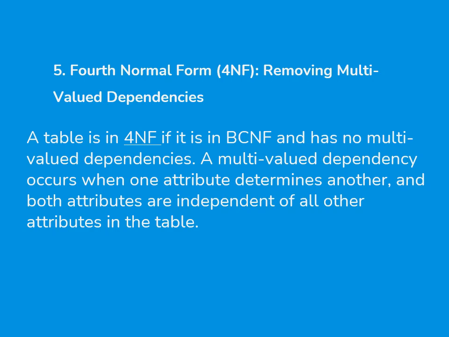In the fifth normal form, we remove multi-value dependencies. A table is in this form if it is in BCNF and has no multi-value dependencies. A multi-value dependency occurs when one attribute determines another and both attributes are independent of all other attributes in a table.